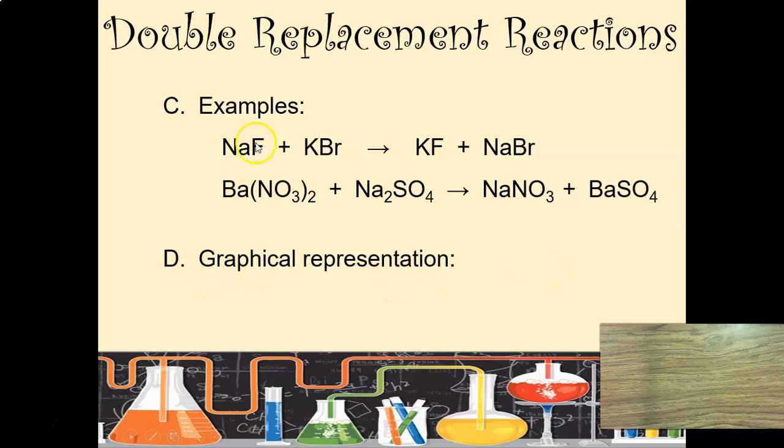Sodium fluoride, right here, is an ionic compound, and it's being combined with potassium bromide. So what's going to happen is that sodium and potassium are simply going to switch partners. So the new compound will be potassium fluoride, because potassium bonds with fluorine, and sodium bromide, because sodium will bond with bromine. It's just switching places. A longer reaction does not mean it's more complicated. Barium and sodium are going to swap partners, and you'll get barium sulfate over there and sodium nitrate right there.